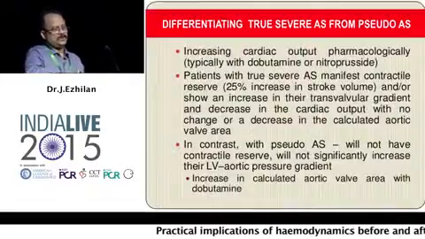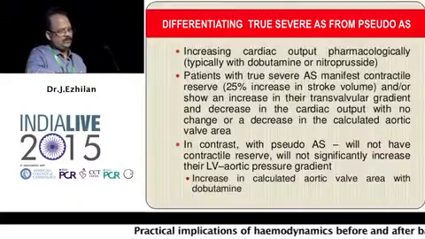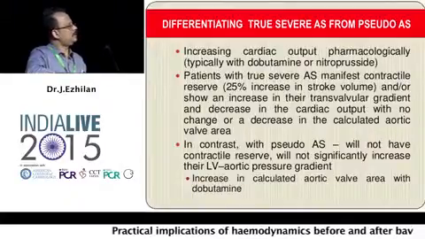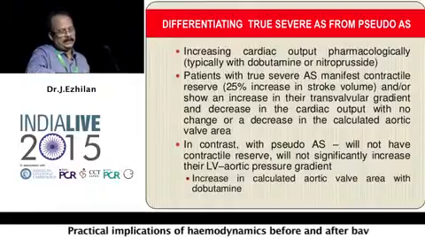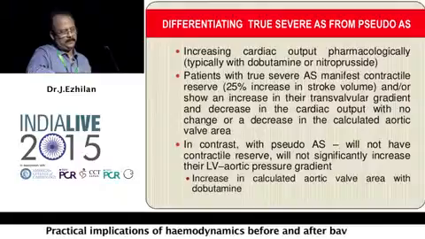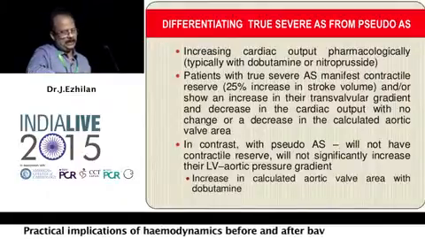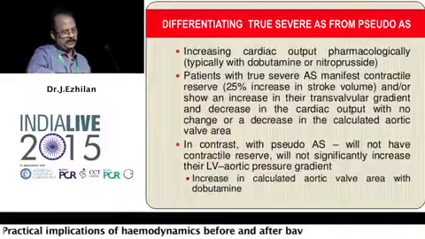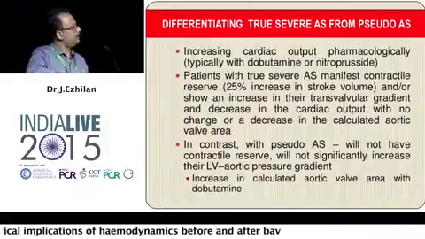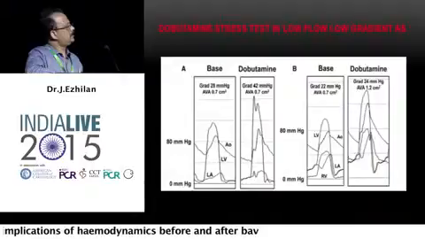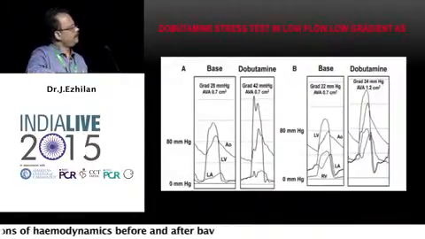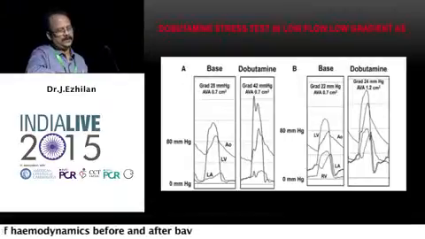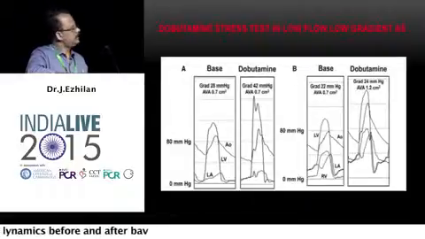So how do you differentiate true severe AS from pseudo AS? You will have to do the dobutamine or nitroprusside test. Patients with true severe AS manifest contractile reserve, that is, the stroke volume increases by 25%. In contrast, pseudo AS will have no contractile reserve, and they will not show any increase in their LV aortic pressure gradient. So this is a patient who had a baseline gradient of 28 millimeters with an aortic valve area of 0.7. After dobutamine infusion, the gradient increased to 42, and the aortic valve area remains the same. So this patient has true severe AS.